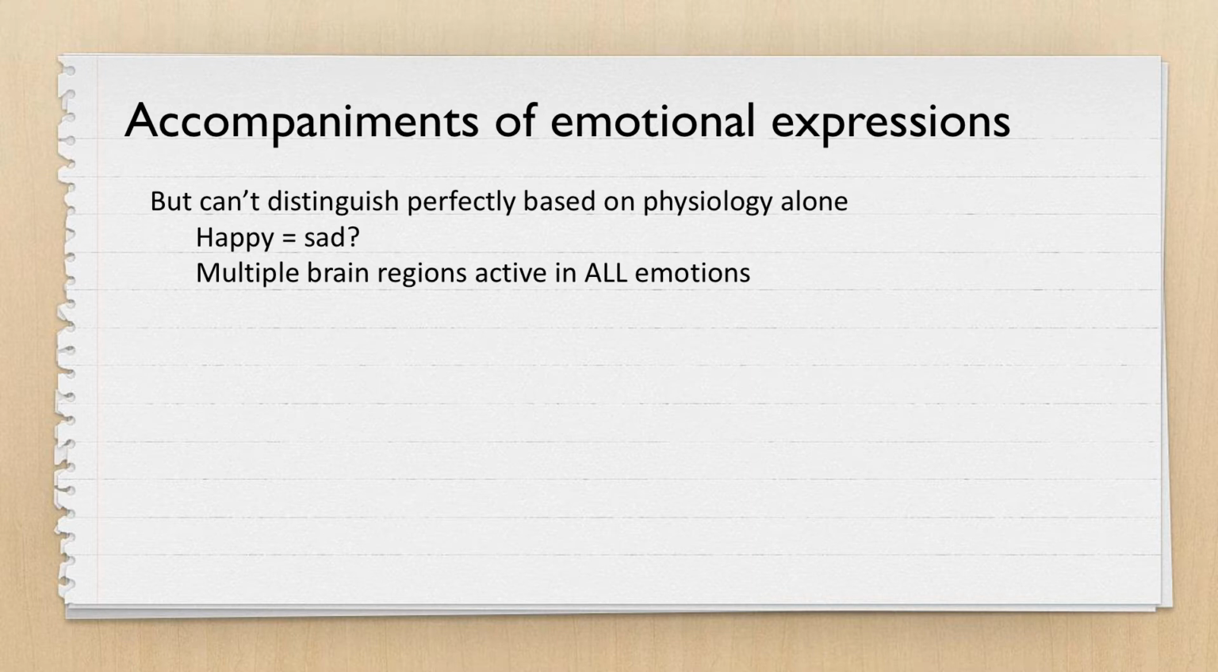However, trying to distinguish emotions based on physiology alone isn't always successful. For example, research shows, interestingly, that happiness and sadness don't appear all that distinct in terms of their patterns of brain activation. And to be sure, even though certain emotions are mostly limited to certain areas of the brain, there are multiple brain regions that are active at any given time for all emotions. It's also the case that we can fake emotions, although perhaps not perfectly.